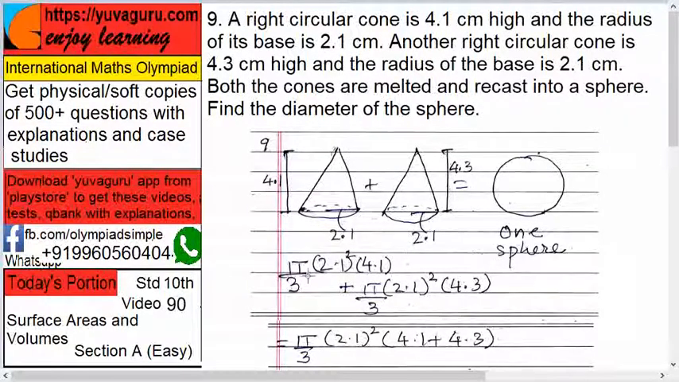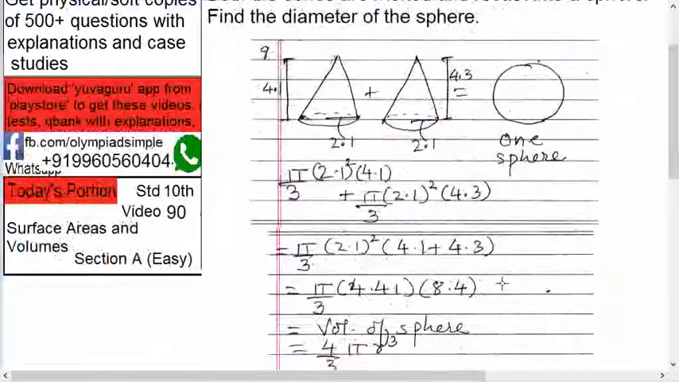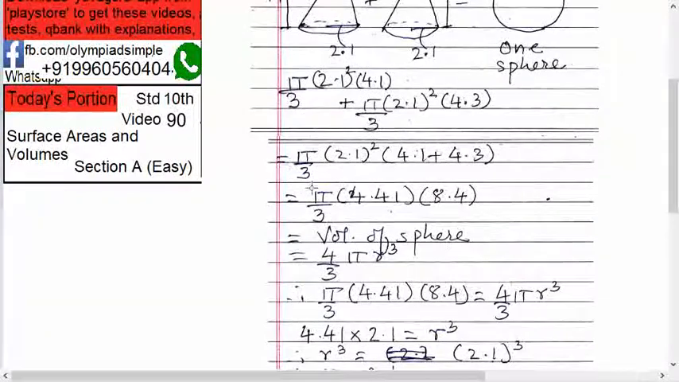Okay, let's start. What is the volume of a cone? 1 upon 3 pi r square h, right? So pi upon 3 into r square h. So pi upon 3 into, the first one is 2.1 square into 4.1. The second one is pi upon 3 into 2.1 square into 4.3. Add them. See here, pi upon 3 into 2.1 square is common. So 4.1 plus 4.3. Okay. So it becomes pi upon 3 into 2.1 square into 8.4.